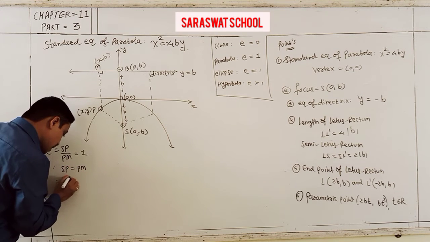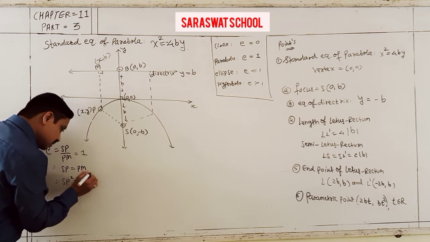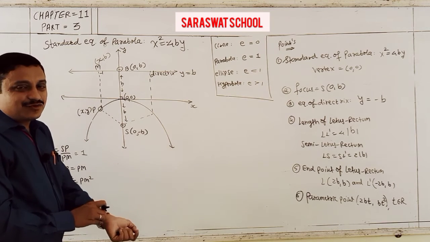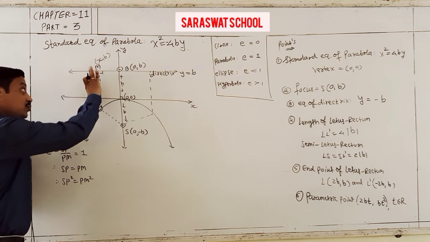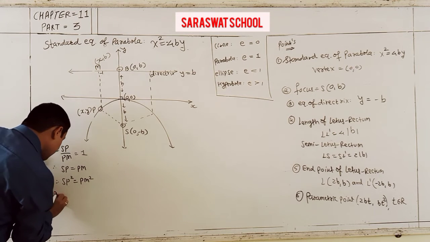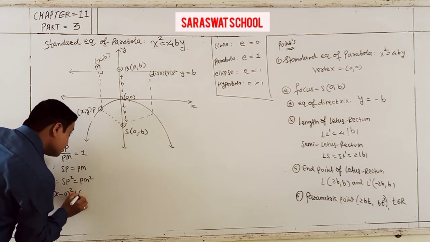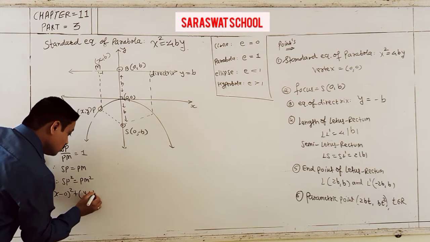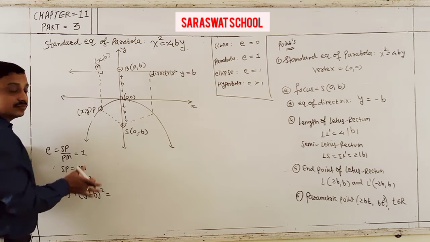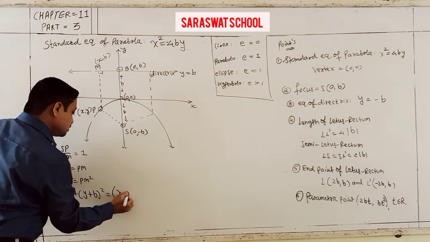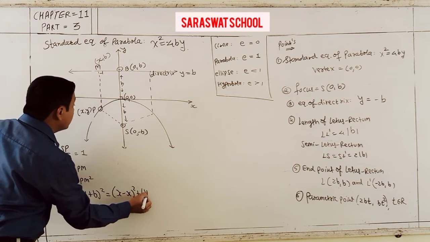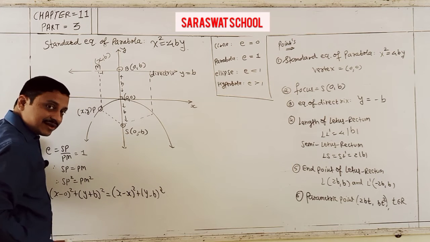Now SP square is equal to, students, PM square. Now you will take our distance rule, S to P with P to M. S to P is x minus 0 whole square plus y plus b whole square. Here, same as exactly here, students, x minus x whole square, but y minus b whole square.